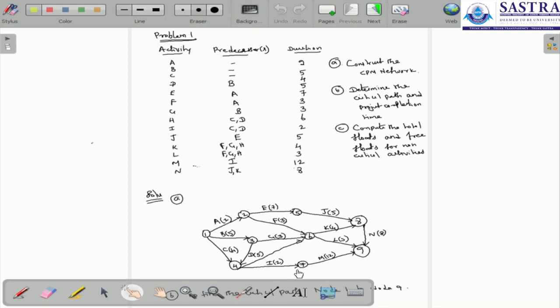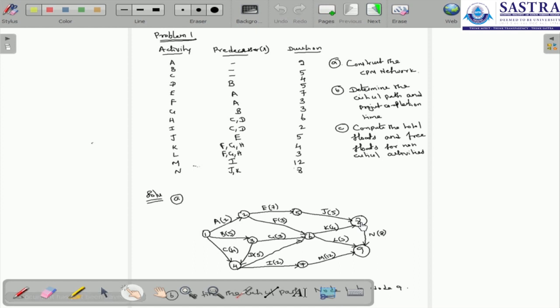Now we are going to take up the next activity, which is J. The predecessor of J is E, from node 5. So we have to draw activity J with duration 5. We draw this line, and it is noted as node 8. We have already completed the 7th node, and now we have drawn the 8th node.